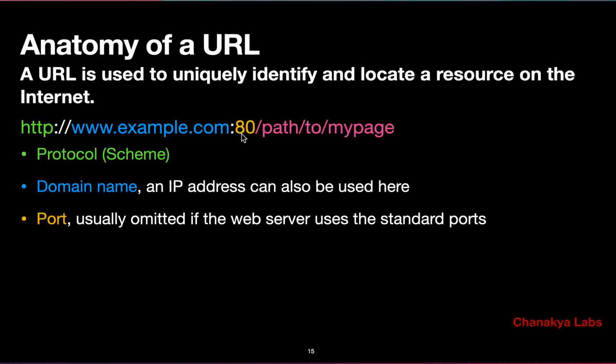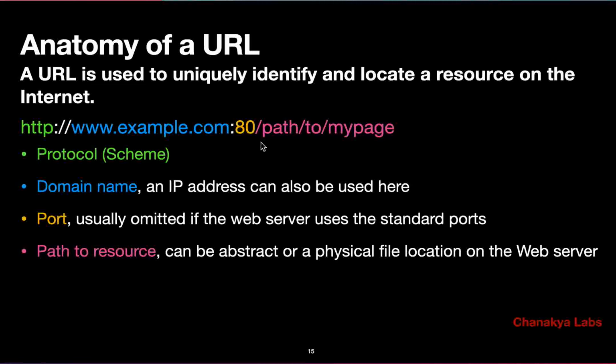Next, obviously, this part is called the port. If it is omitted, then we assume the standard port. If we are not using a standard port, let's say we are running the HTTP protocol on port 8000, then it is 8000. This server is running and serving HTTP at port 8000. But if it is not given, then we generally assume the standard ports available for web services. For example, 443 for HTTPS, 80 for HTTP, like that.